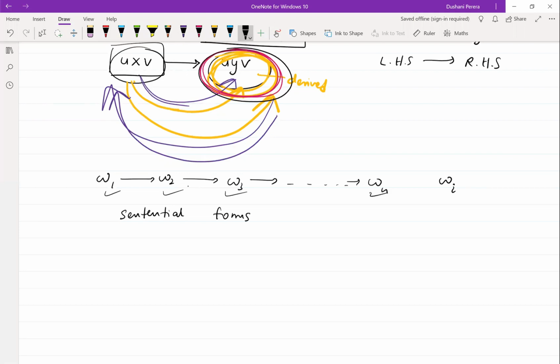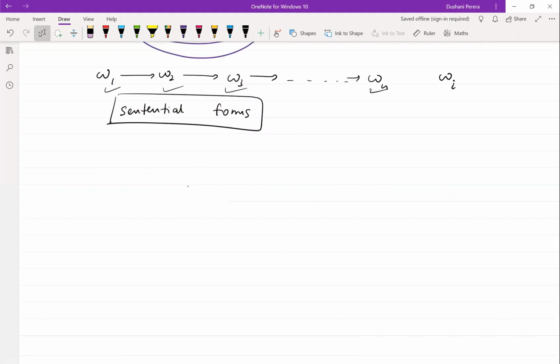So this is a word that we give. We say these are sentential forms. Basically, we call the derivations by that word. Okay.